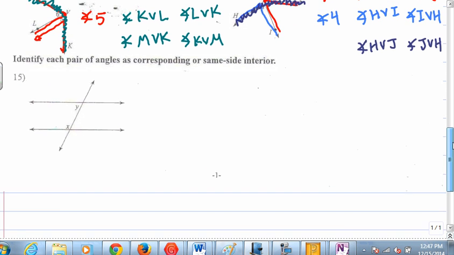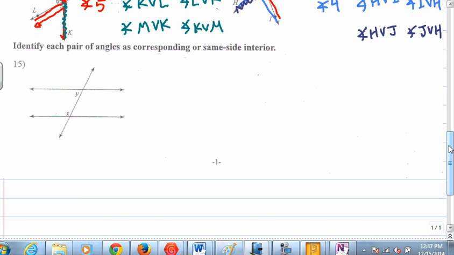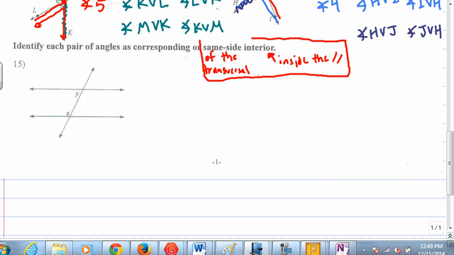Okay, the last problem on the front page asks us to identify each pair of angles as corresponding or same side interior. So what do we have here? Okay, let's just clarify for a moment. What do we mean here? So by same side interior, we mean the same side of the transversal and inside the parallel lines. So same side interior means same side of the transversal inside the parallel lines.